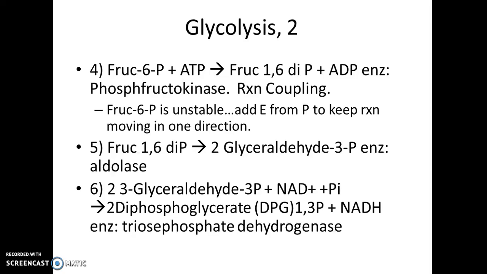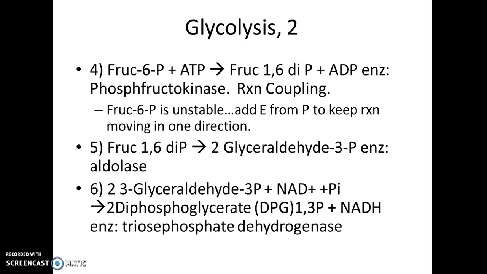So far, what we've done is we've used 2 ATP molecules. We are now in an energy deficit. Right? We've used it. So in order to produce energy, we have to invest energy into the process. Fructose 1,6-diphosphate is cut into 2 molecules of glyceraldehyde 3-phosphate.